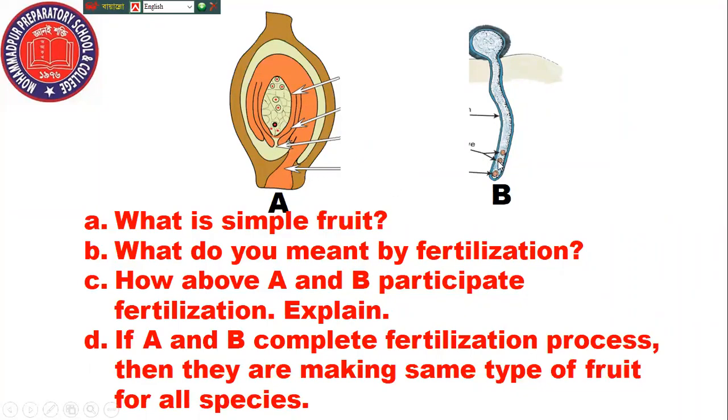One nucleus, that is the male gamete, is joined with the egg or ovule, and another one is joined with the secondary nucleus in the middle, and they make a triple fusion, which produces a triploid cell. So what about question C? How do A and B participate in fertilization?